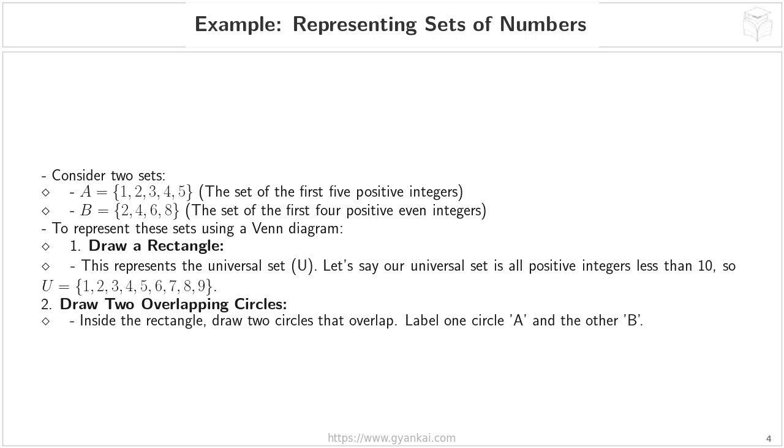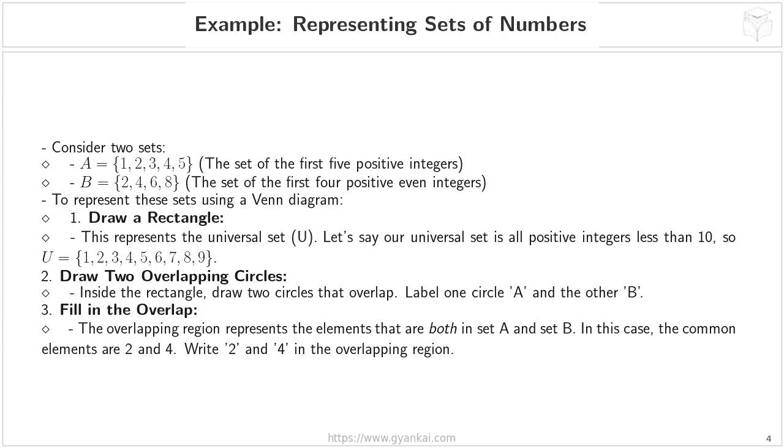Next, we have set B, denoted as B, which is the set of the first 4 positive even integers. So, B includes the numbers 2, 4, 6, and 8. Again, we write this as B equals the set containing 2, 4, 6, and 8, also enclosed in curly braces. Now, let's represent these sets using a Venn diagram. The first step is to draw a rectangle. Remember from the previous slides, this rectangle represents our universal set, denoted as U.